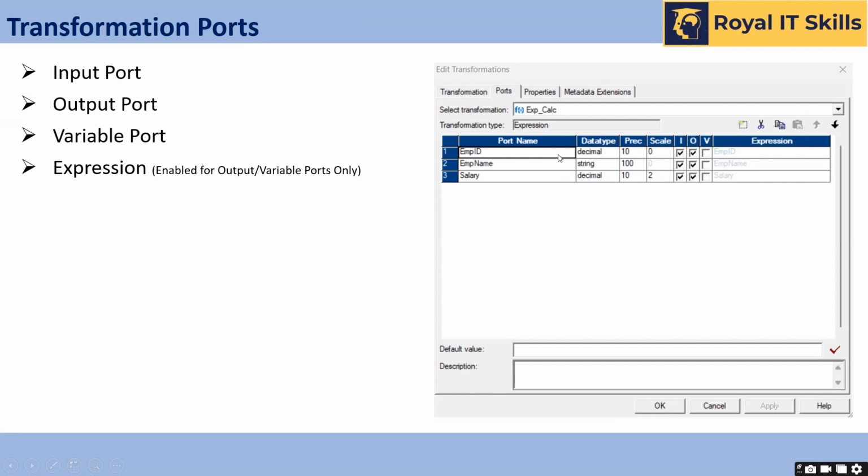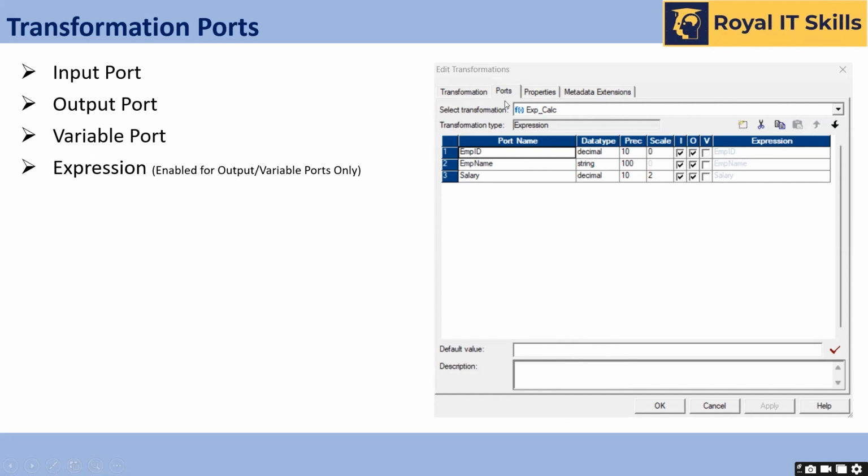And here, if you observe, there is one thing called default value. For example, employee ID: if nothing is coming from source, I can give a default value as 000, let's say. I can give any default value if nothing is coming from source. We can also write the description of why this value.